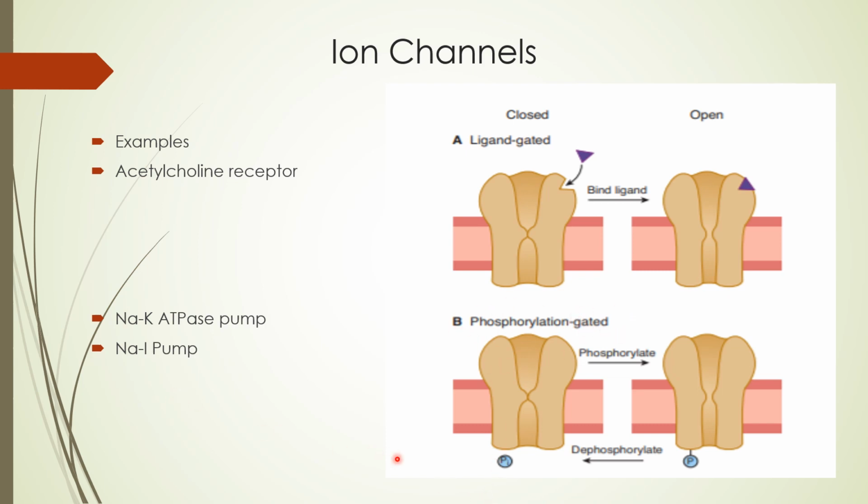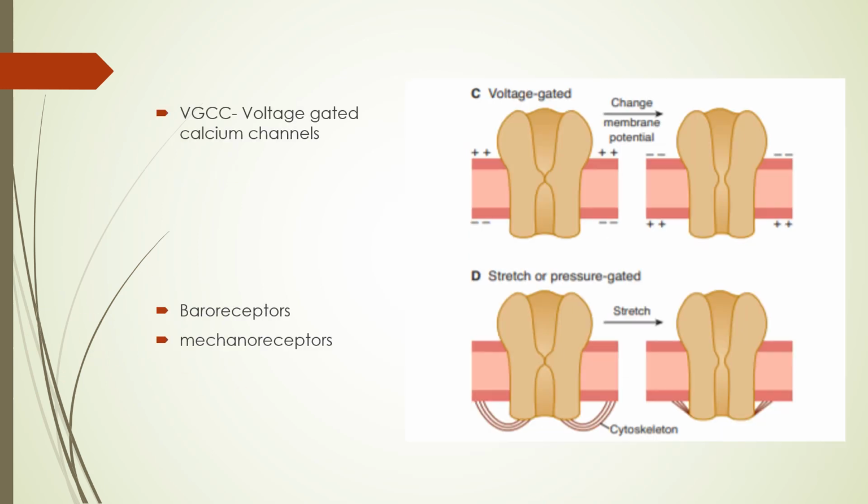Second is phosphorylation gated. That means ATP comes and a phosphate molecule binds to the channel. Once this happens, the channel opens up, so that's why it's phosphorylation gated. An example is the sodium potassium ATPase. Then there is the voltage gated channel. What does that mean? When the membrane potential inside becomes positive, this channel opens up. Examples are the voltage gated calcium channel or voltage gated sodium channels.